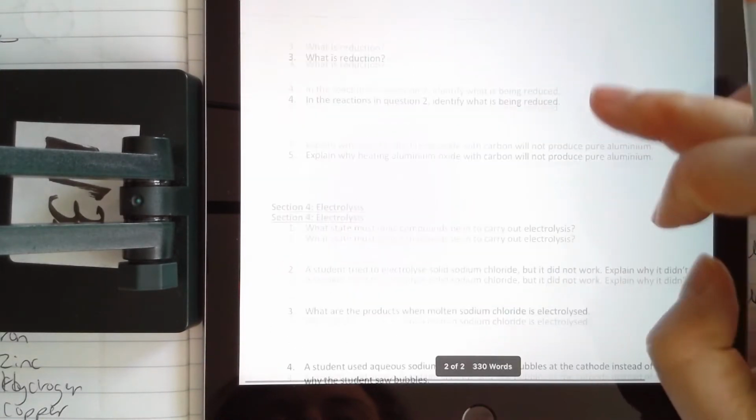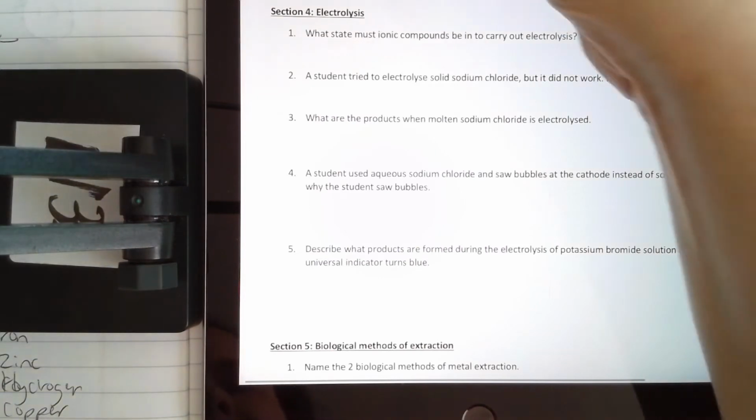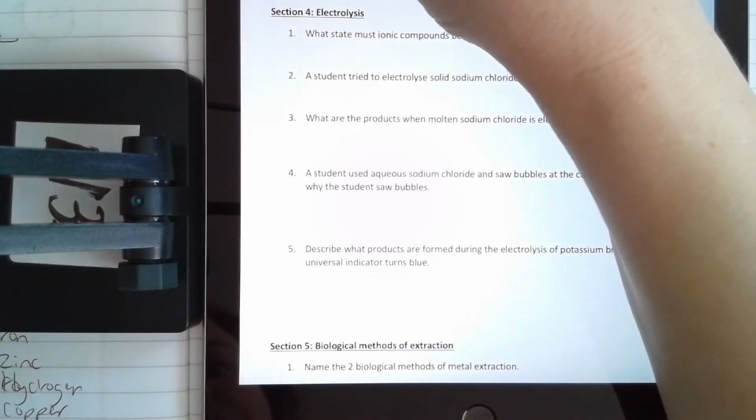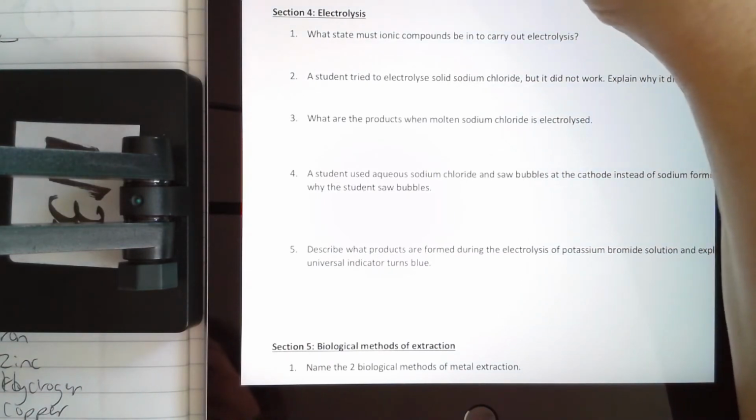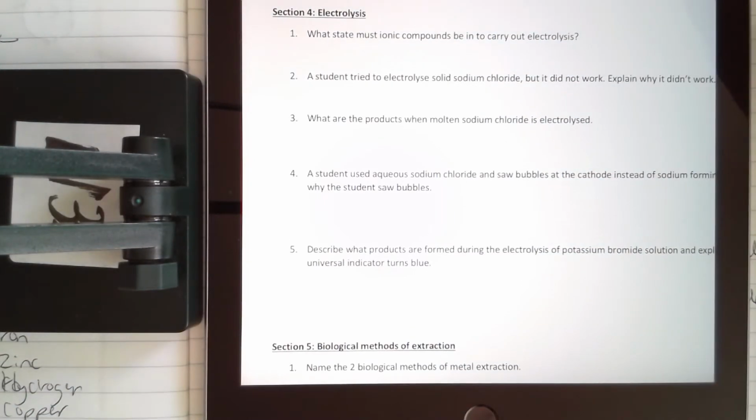They're both fine. What is reduction? Next page. Reduction is just the removal of oxygen. Now we have seen another definition for reduction, OIL RIG. Reduction is gain of electrons.